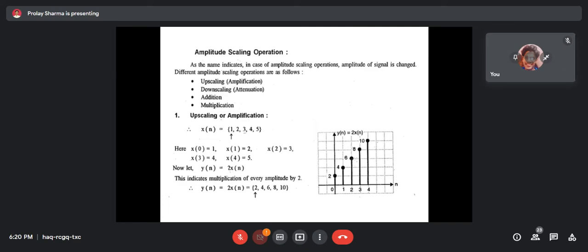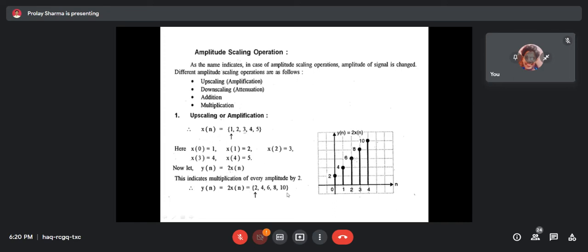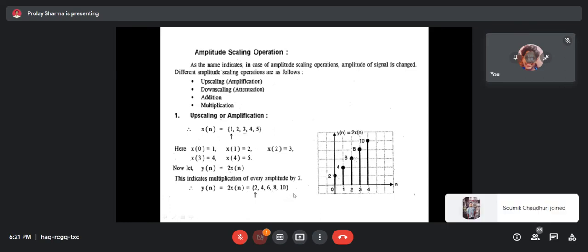The next operation is very simple. This is called the amplitude scaling operation. If the signal x[n] is multiplied with 2, then all the sample values inside the bracket will be multiplied by 2. Each and every sample value will be multiplied by 2. The strength of the signal, the sample value, will be increased twice. So 2, 4, 6, 8, 10. This is very simple.